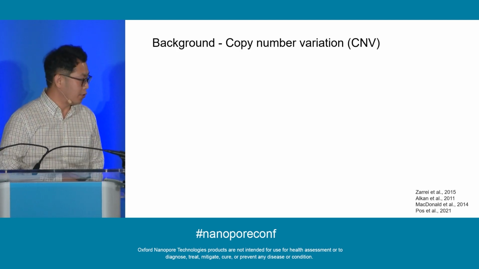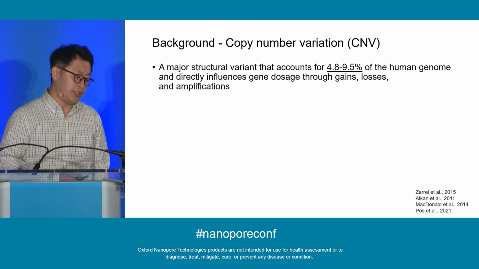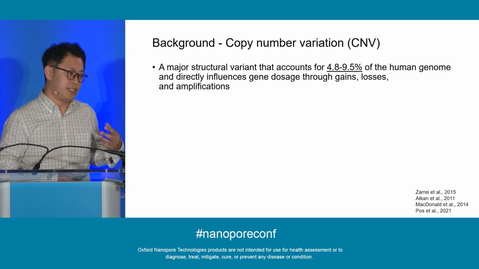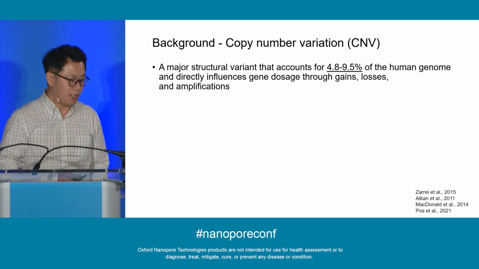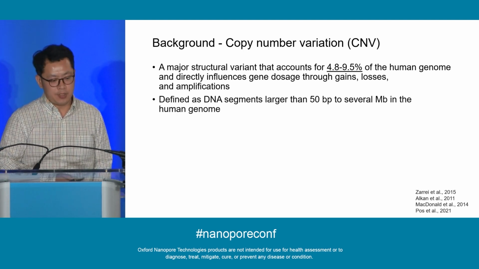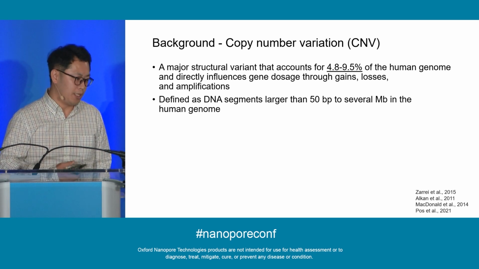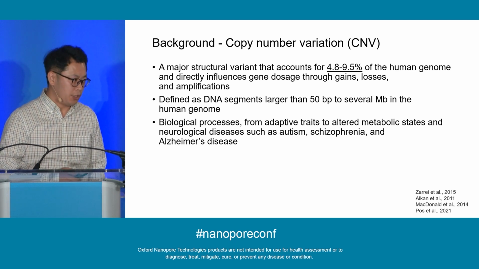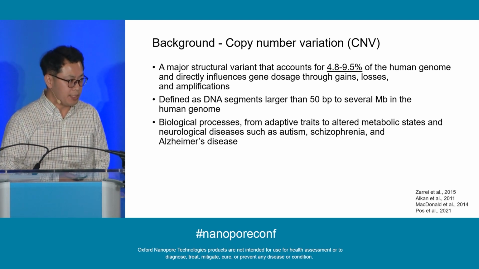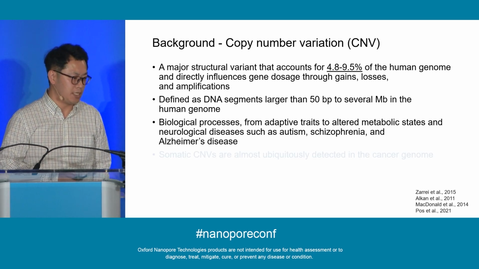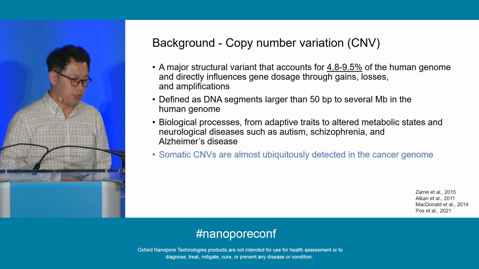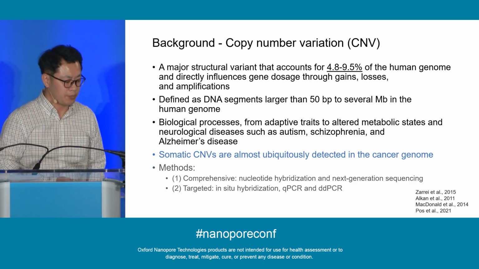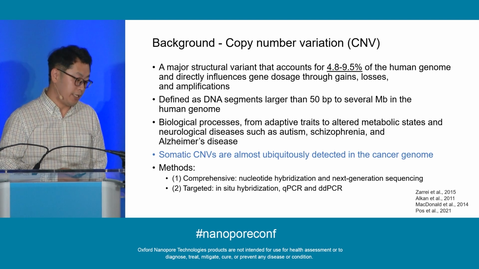Just to give you some background, copy number variation is a major structural variant that's very prevalent in the human genome, and it influences gene dosage by chromosomal gains, losses, or amplification. The size usually ranges from 50 base pairs to a few megabase pairs. A lot of biological processes are involved, including metabolism and some neurological diseases. But most importantly, and probably most relevant to the audience and me, it's almost universally detected in cancer genomes.